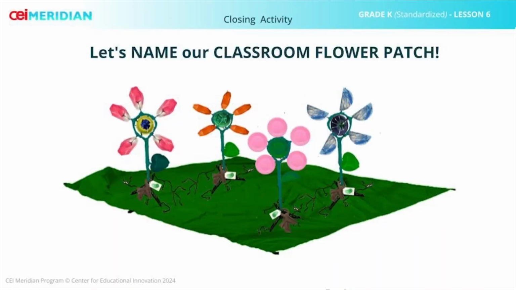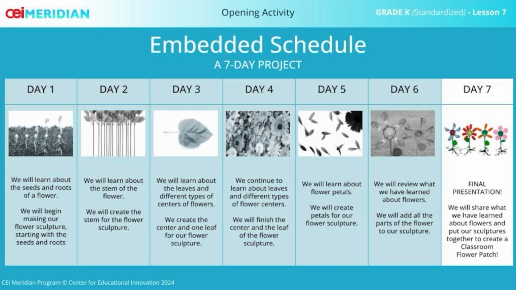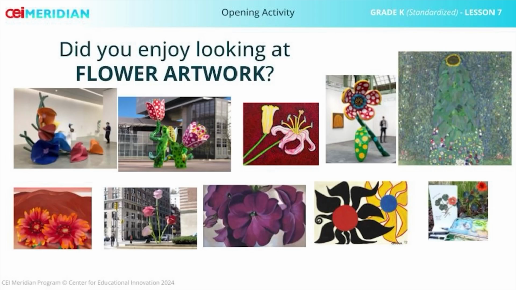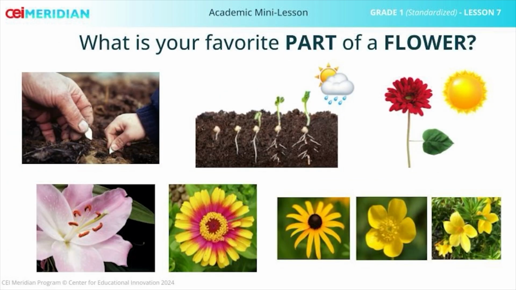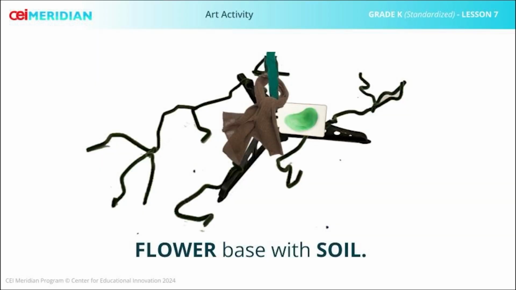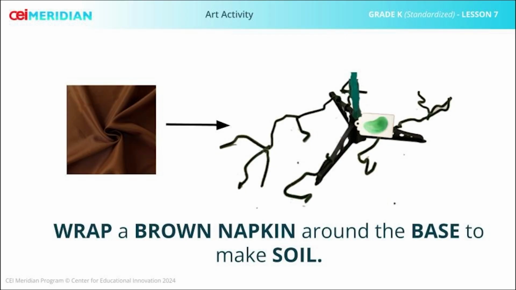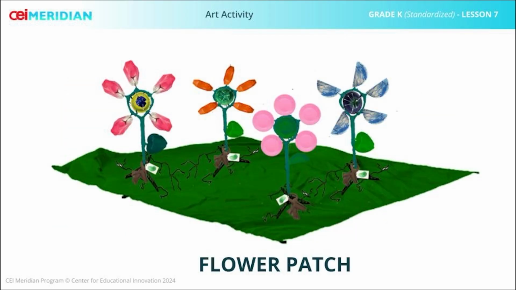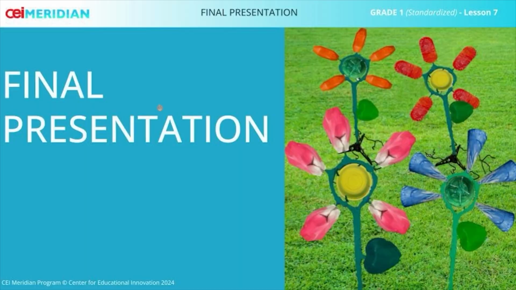And finally, we can use the closing activity to name the classroom flower patch to get ready for our final presentation. Day 7 is the final presentation. We will share what we have learned about flowers and put our sculpture together to create a classroom flower patch. To get ourselves ready for the final presentation, we can share our thoughts and feelings about flower artwork and real flowers. And for the art making on Day 7, you can create a flower base with soil by wrapping a brown napkin around the base and adding it to a green fleece to create a flower patch.